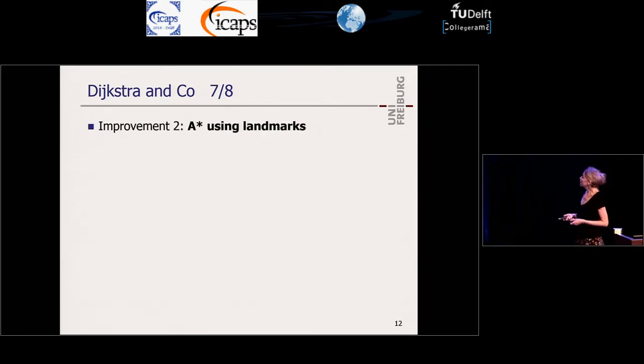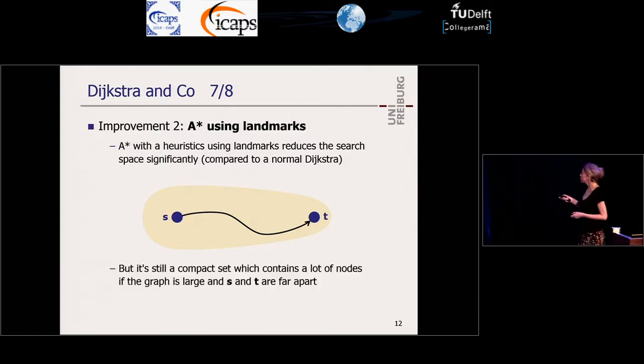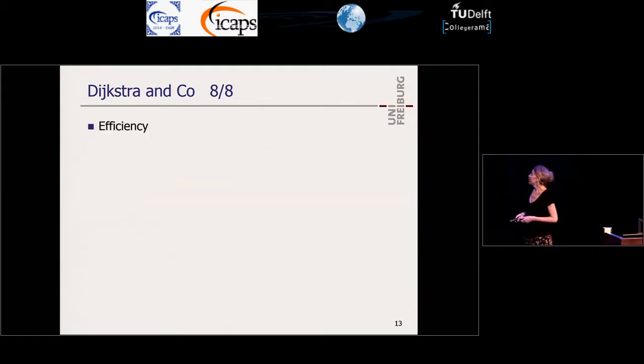So how does A-star using landmarks work? Well, it reduces the search space and it looks like this approximately. So the goal direction becomes better the closer you are to the target. This looks much better than the huge circle, but this is still a compact set, right? If you have a big network, this is dense. All the nodes in here, you have to settle them. We will see in a second what that means. Actually, the second is now.